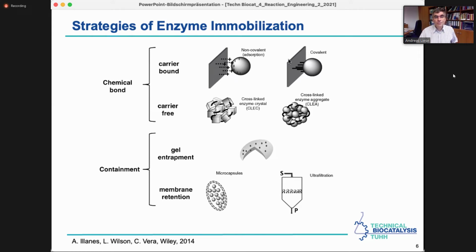So these three on top, carrier bound, carrier free, gel entrapment, that is the typical immobilization. That is what I, Andreas Liese, assign as immobilization. Now you have different lecture books out there in the world on biochemical reaction engineering, and depending who's the author, from what school they come, they sometimes also address membrane retention. So if we have a membrane reactor, like an ultrafiltration membrane, retaining homogeneously soluble enzymes, not attached to the membrane, just in the volume, as immobilization.